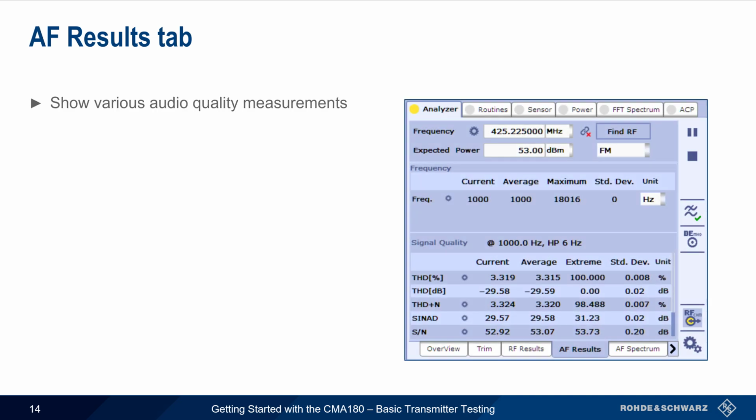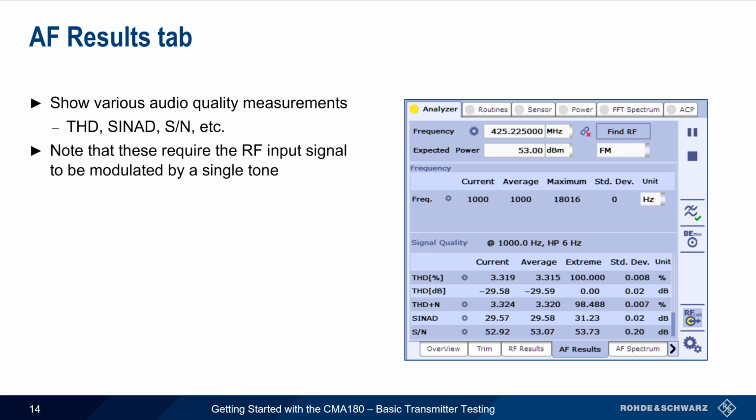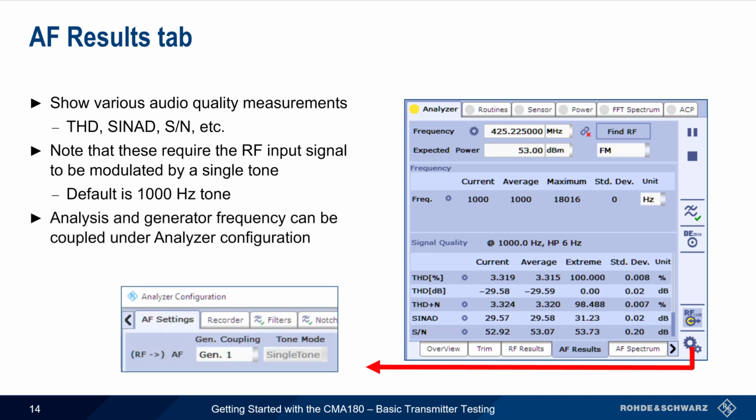The AF Results tab displays numerical values for several different audio quality measurements, such as total harmonic distortion, SINAD, and signal-to-noise ratio. Note that these measurements require that the RF input signal be modulated by a single frequency tone, which by default is a tone with a frequency of 1000 Hz. Different frequency tones can, however, be used, and the frequency of both the generated and analyzed tone can be automatically coupled together by going to the AF Settings tab under Analyzer Configuration.